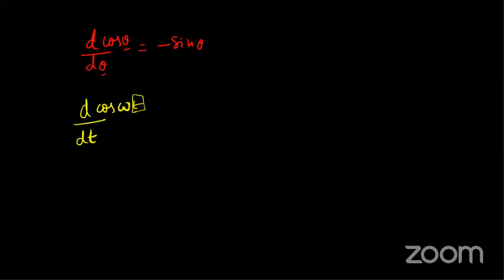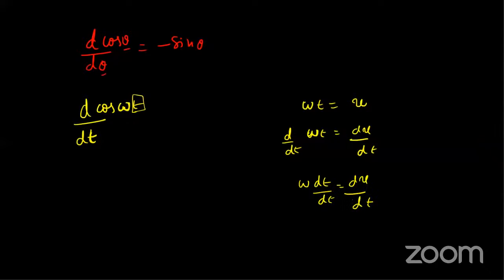By using the substitution rule. I'll do it very quickly. I'm substituting omega t as u, a random variable. Then I differentiate the whole of this with respect to t: d of omega t is equal to du by dt. Omega is a constant, so it comes outside. Omega into dt by dt is equal to du by dt, so dt by dt cancels. Omega dt is equal to du, or dt is equal to du by omega. I'll get this particular formula.